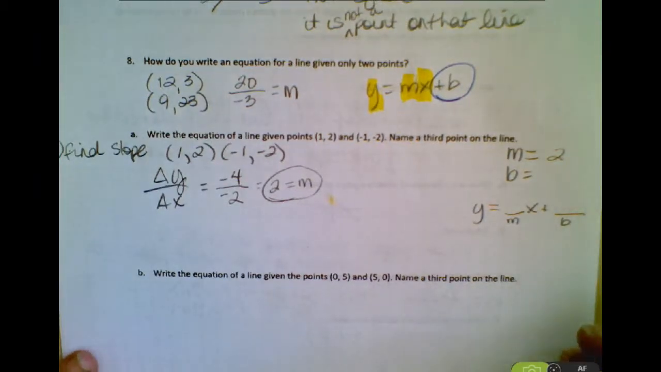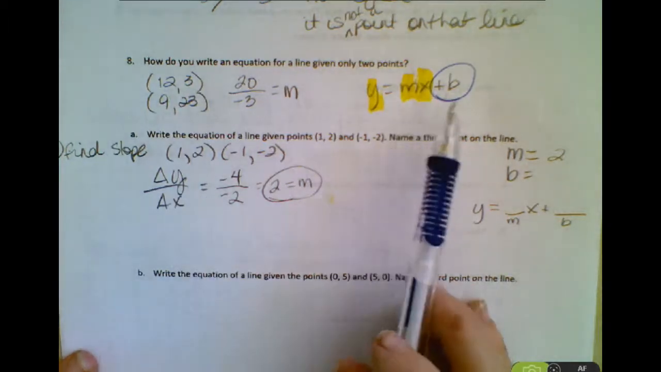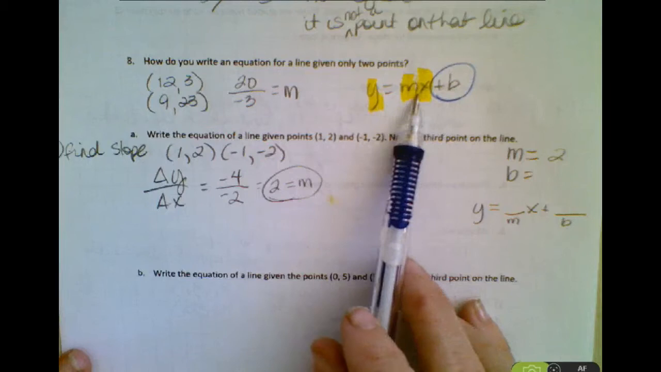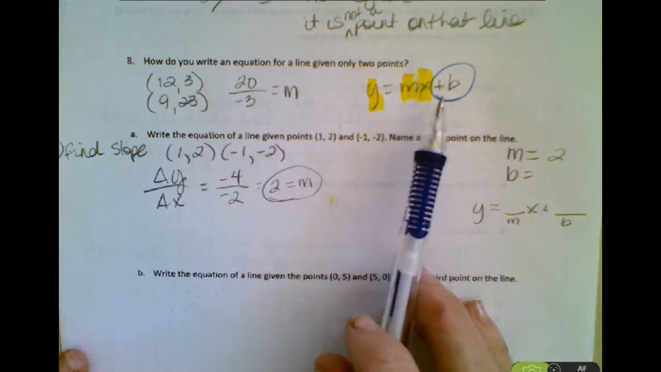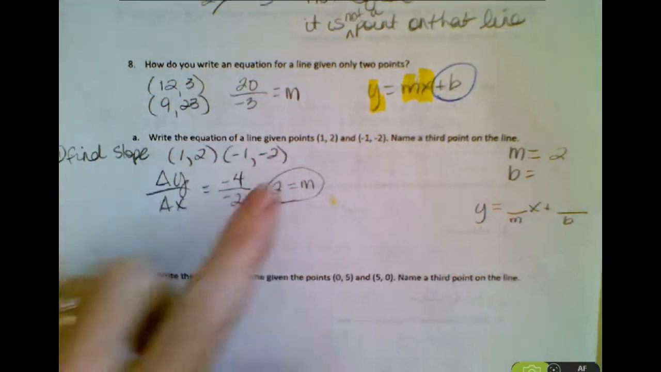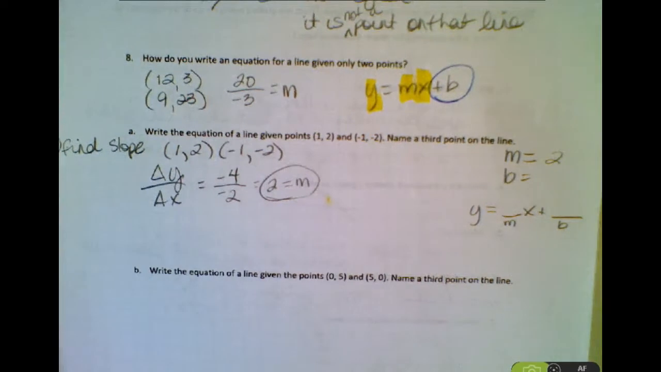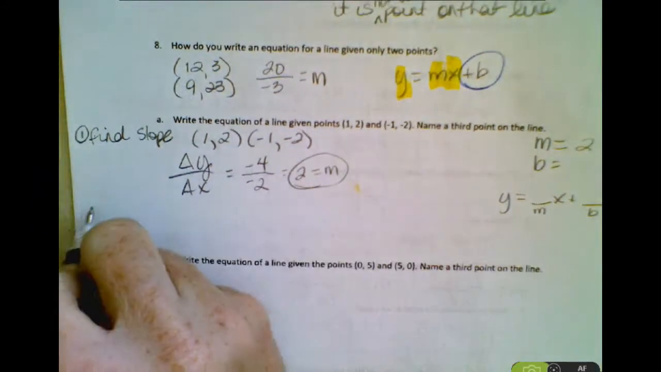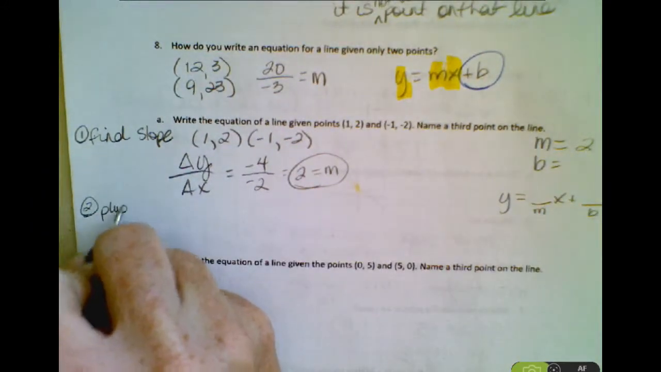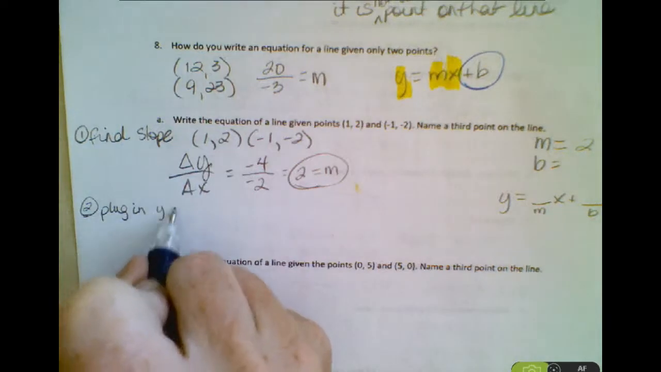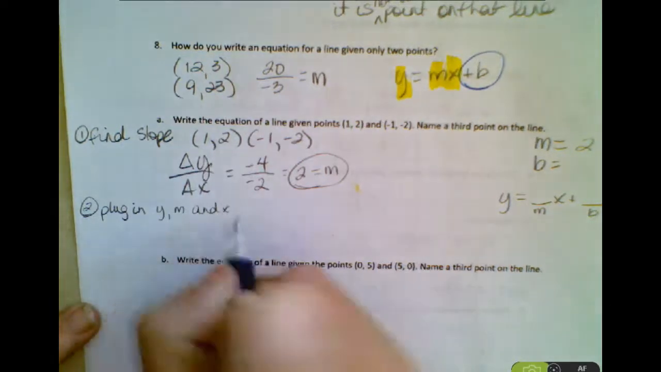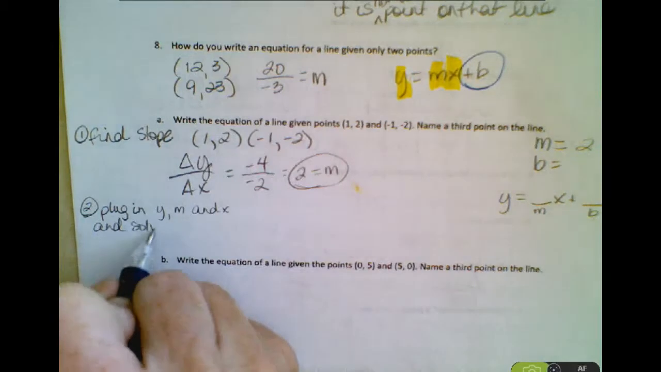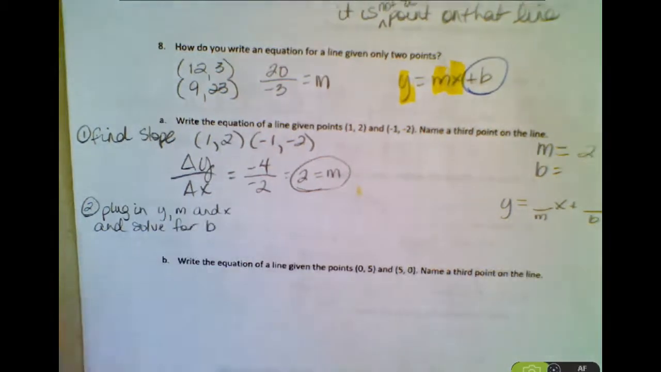So if I need to figure out b now, that means I need to know y, m, and x. Do I have a value for m? Yes. Do I have a value for x and y? Do I have a coordinate point? Yes. Does it matter which one of those points you use? No. So pick one. Let's pick the first one. I would pick the first one because it has no negatives in it. So let's go easy. Okay? So now your second step is you're going to plug in y, m, and x and solve for b.